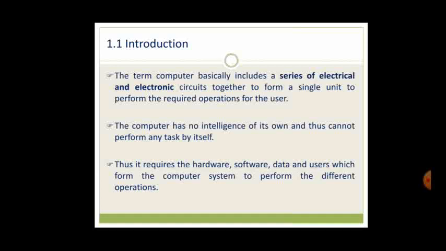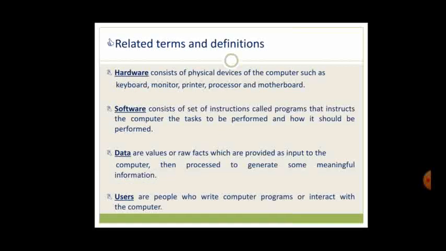Now let us see their definitions. What is hardware? Hardware is a physical component of any computer such as keyboard, monitor, printer, motherboard, processor and many other. Next one is software. Software is a set of instructions called programs that instructs or tells the computer what to do or how to do a particular job.